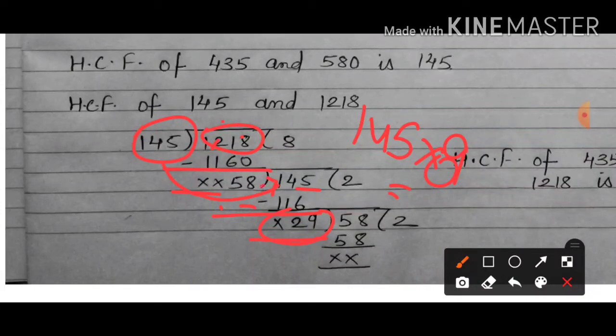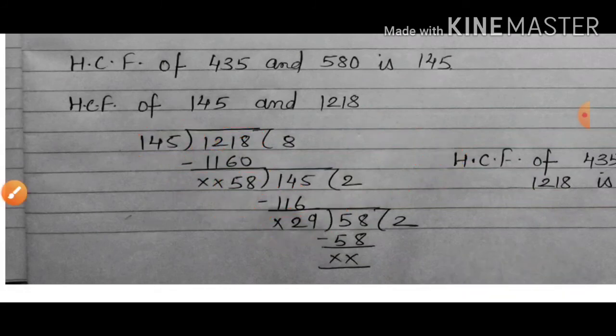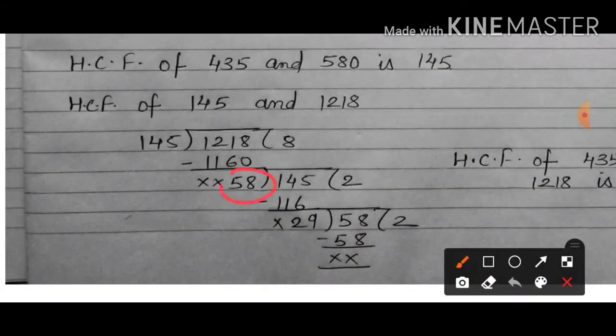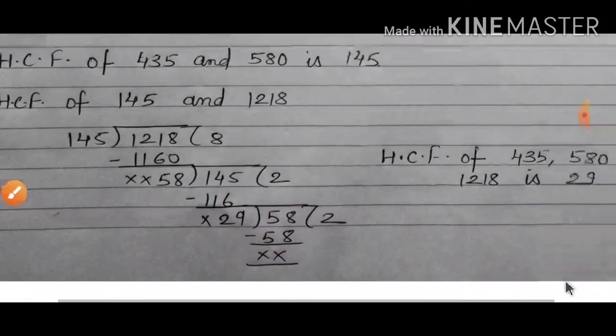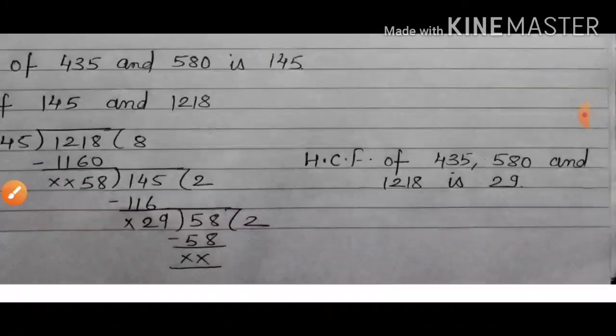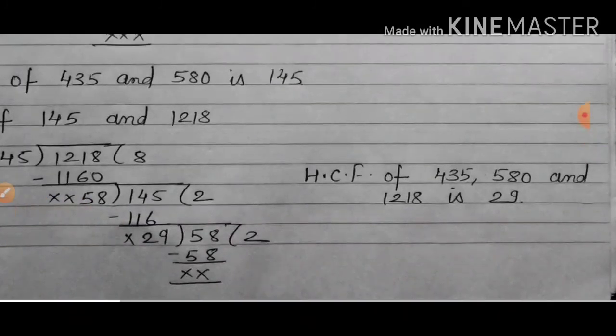This first remainder we have to divide by the second remainder. So 29 you have to divide 58. Now this 58 you have to divide by 29. So we know that 29 into 58, and we got the remainder as 0. It means the HCF of this number is 29. So you can see that the HCF of 435, 580 and 1218 is 29.